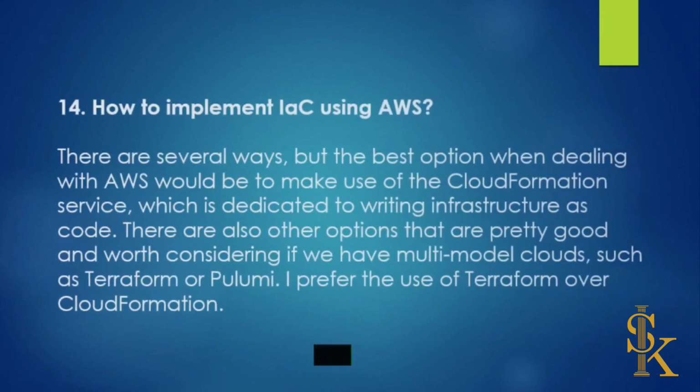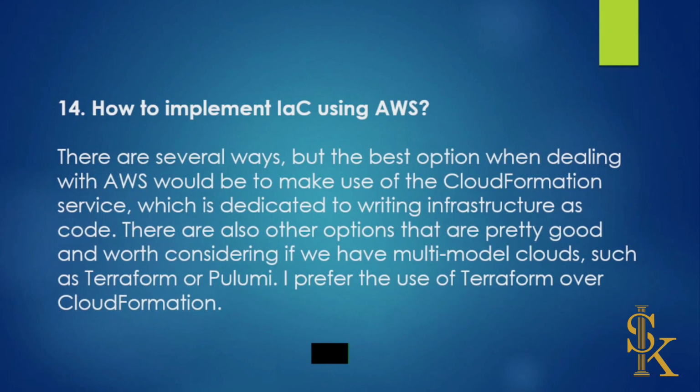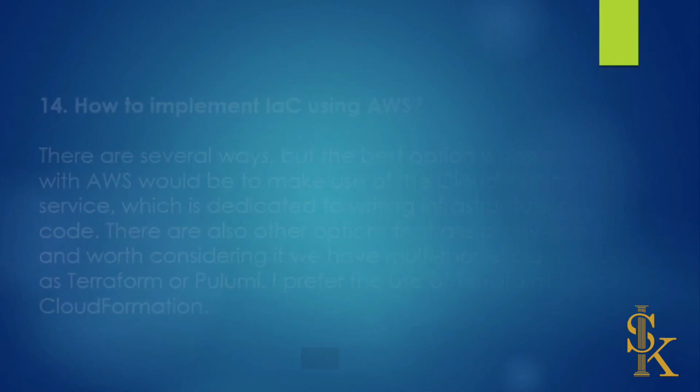14. How to implement IAC using AWS? There are several ways, but the best option when dealing with AWS would be to make use of the CloudFormation service, which is dedicated to writing infrastructure as code. There are also other options that are pretty good and worth considering if we have multi-cloud environments, such as Terraform or Pulumi. I prefer the use of Terraform over CloudFormation.